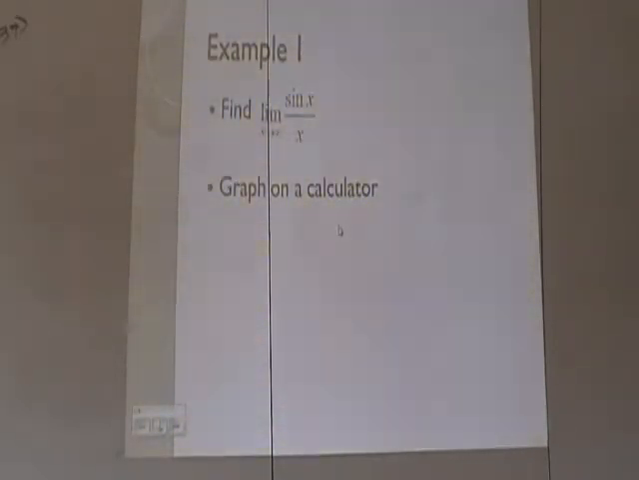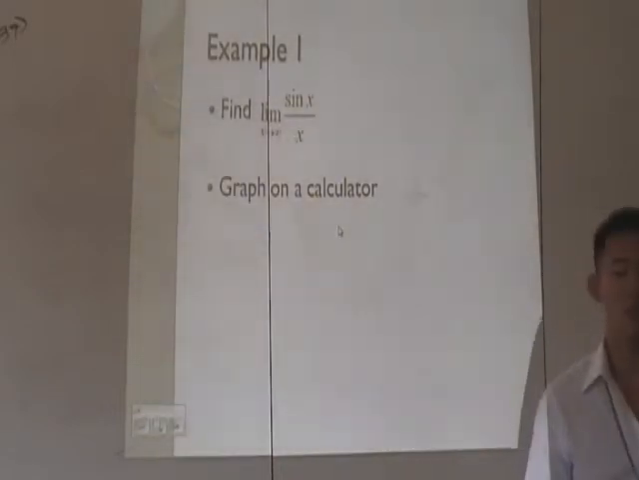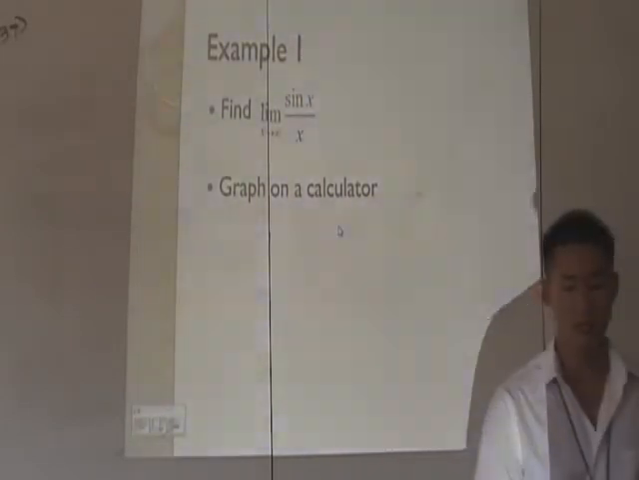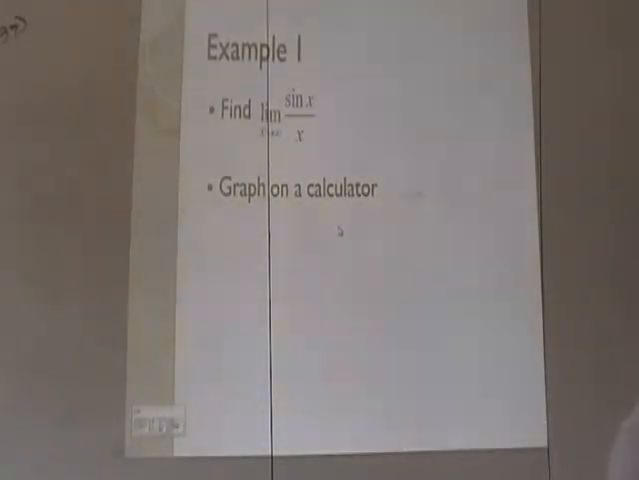Okay, so we're going to find the limit of sine x over x as x approaches infinity. Yesterday we found it as it approaches 0. Now we're going to find it as it approaches infinity and see what happens. First thing we're going to do is graph on a graphing calculator. So take out your graphing calculator. I'll show you what it looks like.